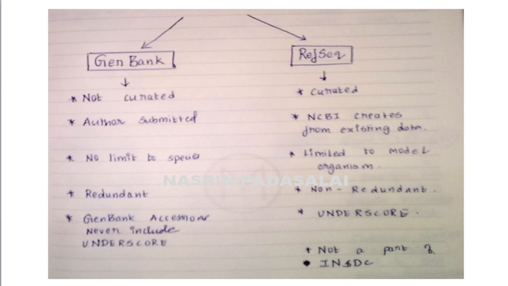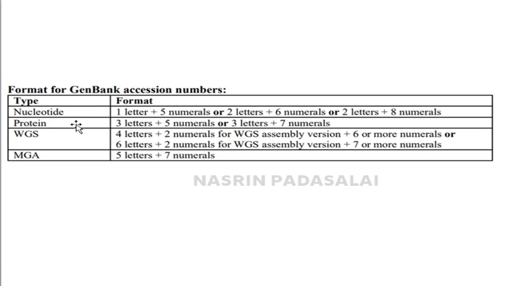Next is regarding the accession number. A GenBank accession number never includes an underscore, whereas the accession number of a nucleotide or protein sequence present in the RefSeq database includes an underscore. So this is for nucleotide. The format of a GenBank accession number is 1 letter followed by 5 numerals, or 2 letters followed by 6 numerals, or 2 letters followed by 8 numerals. Whereas for protein, the format of a GenBank accession is 3 letters followed by 5 numerals, or 3 letters followed by 7 numerals.